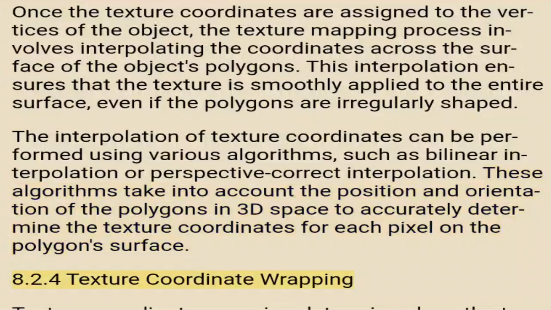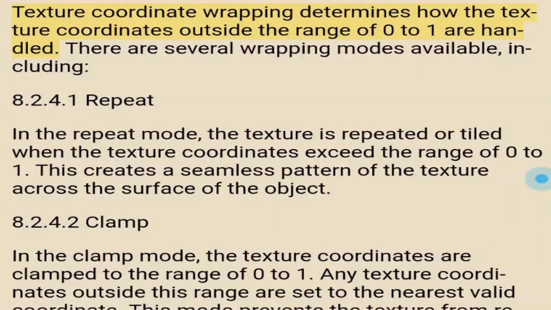8.2.4 Texture Coordinate Wrapping. Texture coordinate wrapping determines how the texture coordinates outside the range of 0 to 1 are handled. There are several wrapping modes available, including 8.2.4.1 Repeat. In the repeat mode, the texture is repeated or tiled when the texture coordinates exceed the range of 0 to 1. This creates a seamless pattern of the texture across the surface of the object.